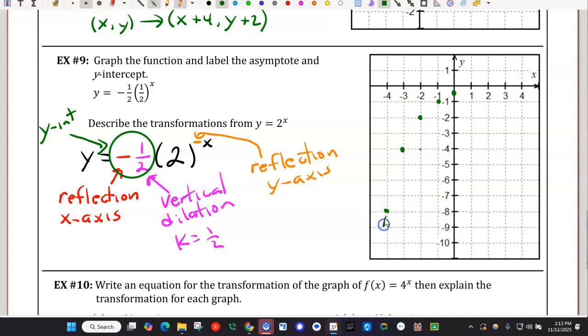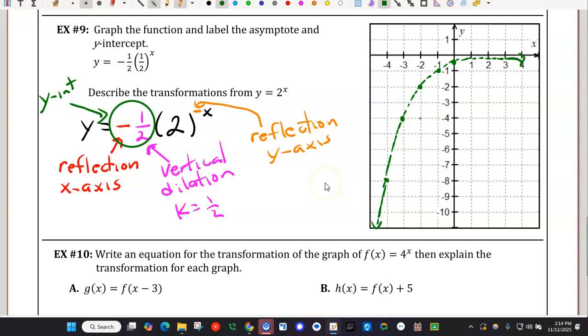And we can sketch in our graph. There we go. Nice. All right.